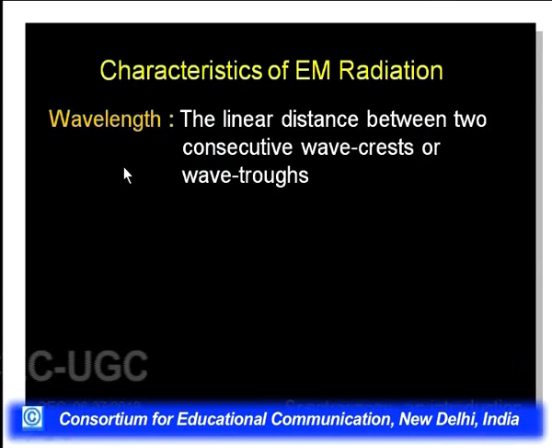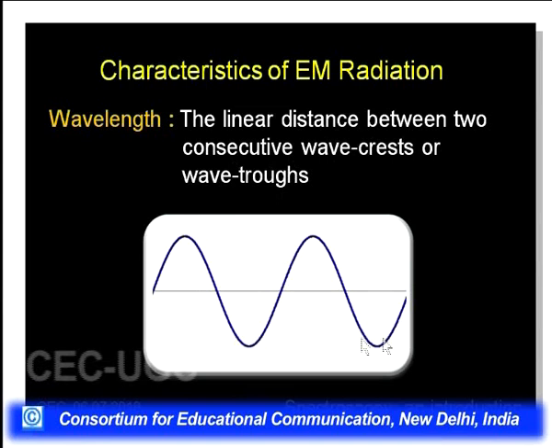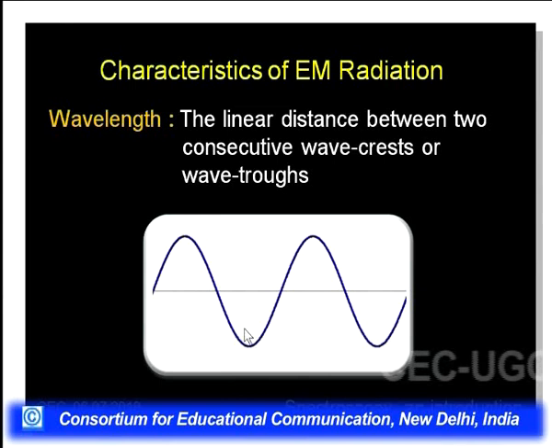Okay. The next characteristic we can talk about is the wavelength. As the name suggests, wavelength refers to the length of the wave. Essentially, that's a linear distance between two consecutive wave crests or wave troughs. Let's look at this. This is a schematic representation of a wave. Now these are the crests over here and these two are the troughs here. So the distance between these two, this is the wavelength here.